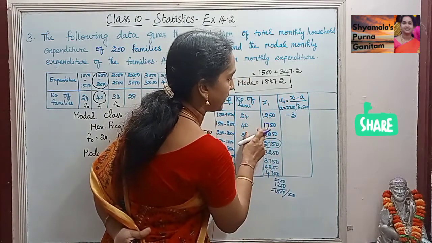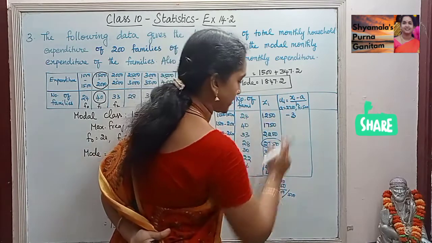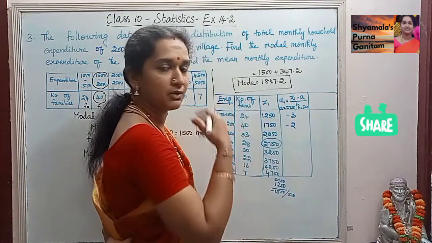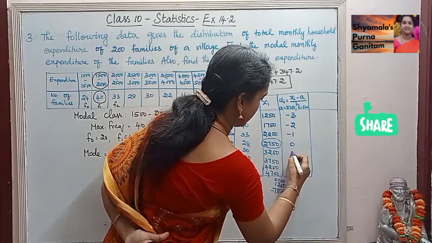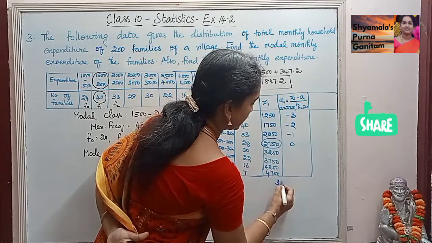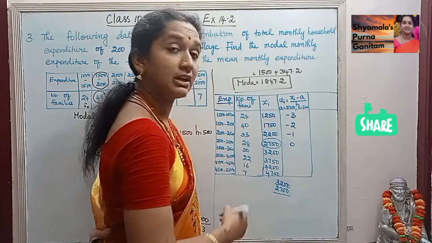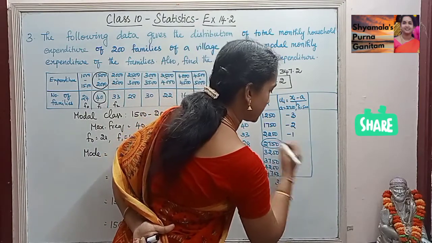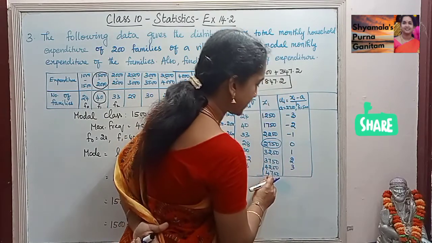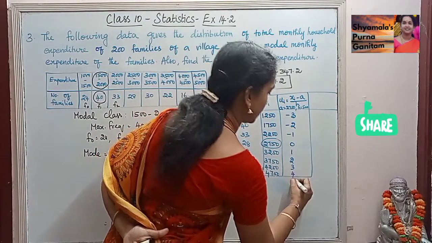Then the next one is 1750 minus 2750, which is minus 1000. Minus 1000 by 500 is minus 2. Then minus 500 by 500 is minus 1. Then 0. In the same way, 3250 minus 2750 gives 500, and 500 by 500 is 1. Then 2, then 3. The last one is 4750 minus 2750, which is 2000, giving 4.